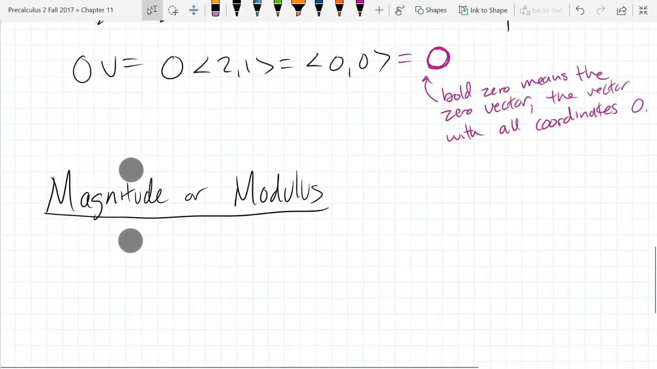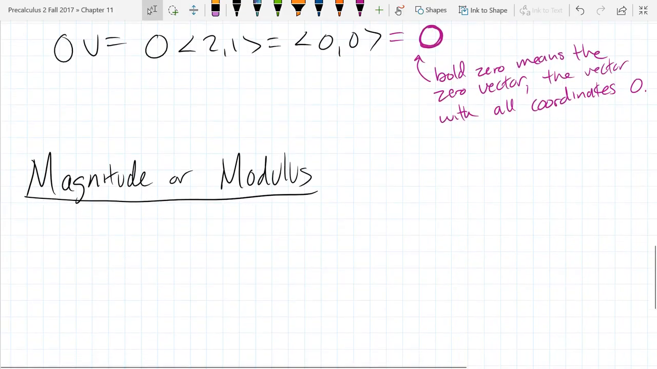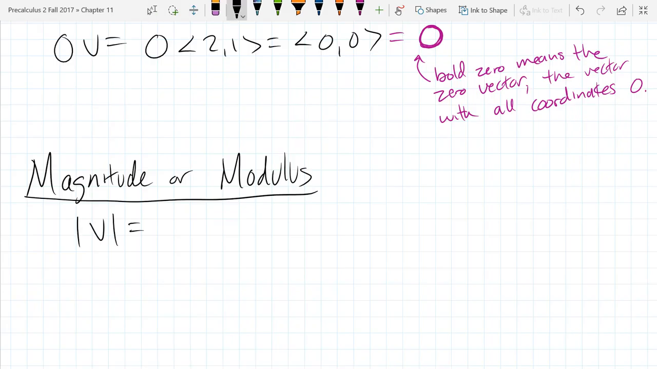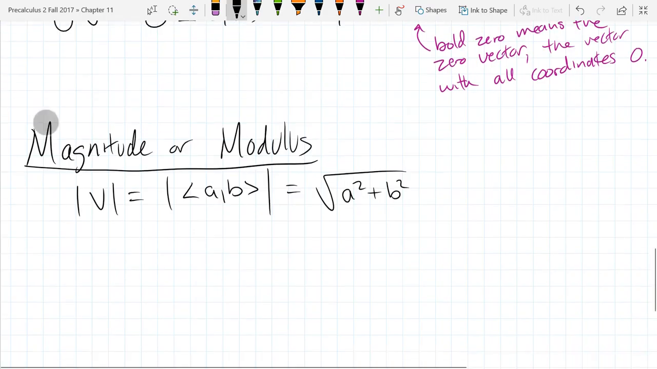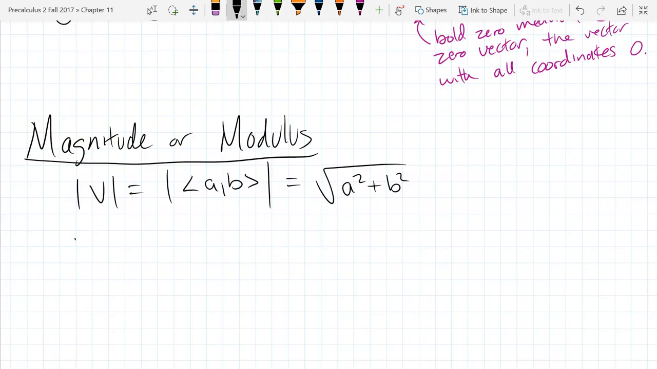So with magnitude or modulus, there are 2 ways to write it, and it's the same way we did with complex numbers. So if your vector is AB, this is square root A squared plus B squared. So it's the exact same magnitude or modulus you were dealing with complex numbers, no different. So that's what it looks like in 2 dimensions.